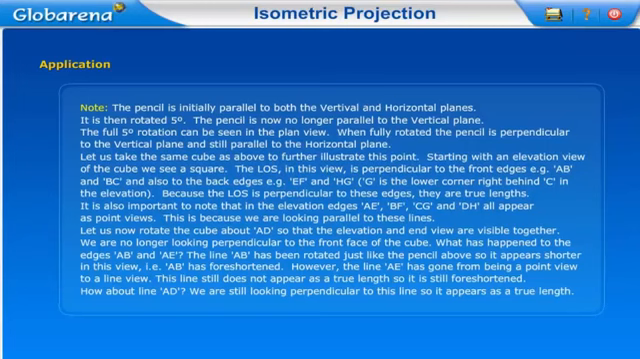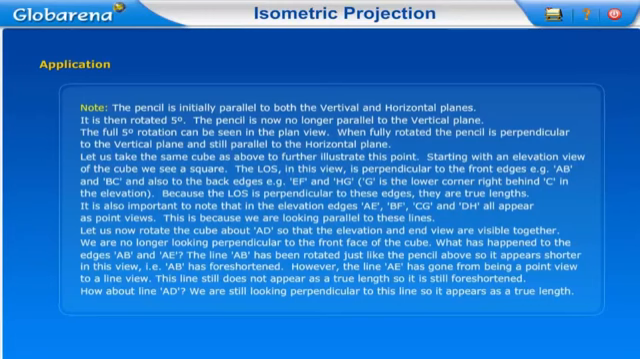Let us take the same cube as above to further illustrate this point. Starting with an elevation view of the cube, we see a square. The LOS in this view is perpendicular to the front edges, example AB and BC, and also to the back edges, example EF and HG. G is the lower corner, right behind C in the elevation. Because the LOS is perpendicular to these edges, they are true lengths.